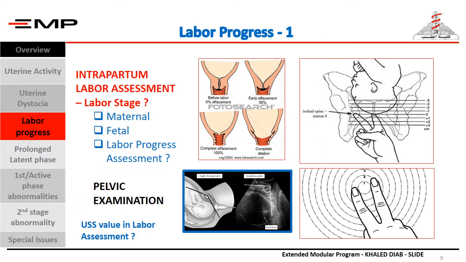Classic intrapartum labor monitoring includes maternal, fetal, and labor progress assessment. Frequency of assessment is related to the stage of labor and other factors. Labor progress assessment is done by pelvic examination, measuring not only cervical dilatation and effacement, but also fetal descent, rotation, and increased flexion. Transabdominal and transperineal sonography have been used for assessment of fetal position and station, especially in obese women.